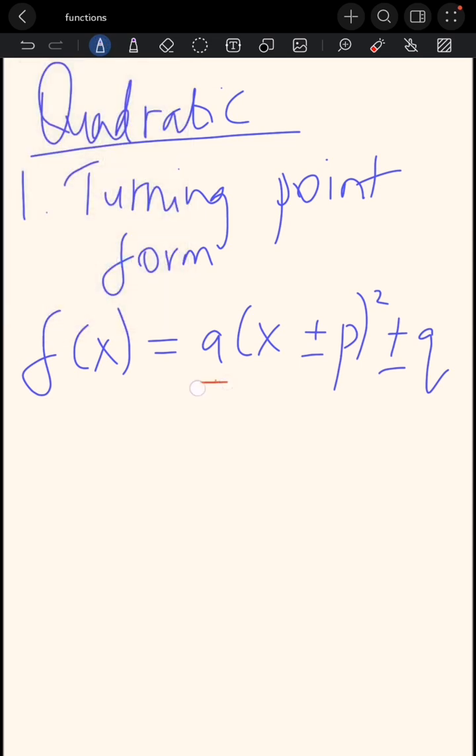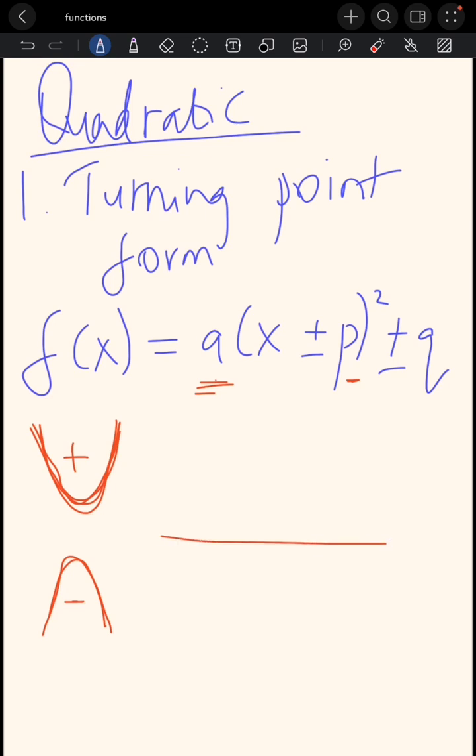A still defines if our graph is looking like this or like that. If a is negative, our graph will be like this. If a is positive, our graph will be like this. To remember this, think of this as a smiley and this as a sad face. So negative is sad, positive is smiley. And then p is how many points our graph is shifted to the left or right.